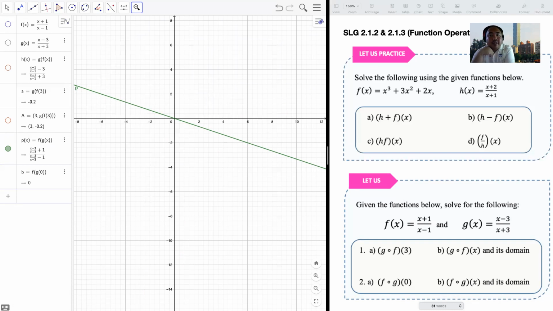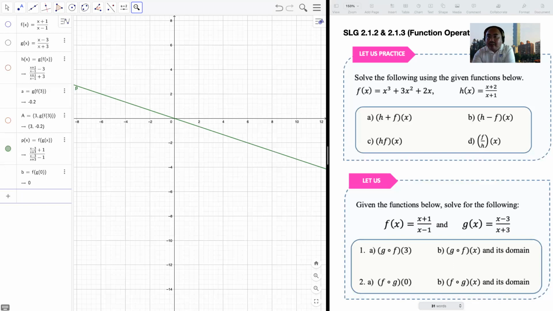Let's check that mentally. What is g of 0? g of 0 is negative 3 over 3, which is negative 1. So f of negative 1 is indeed 0, because negative 1 plus 1 is 0, over negative 1 minus 1, which is negative 2. So 0 over negative 2 is indeed 0. And you'll be able to see that the trace of f circle g, or f of g of x, is a line.